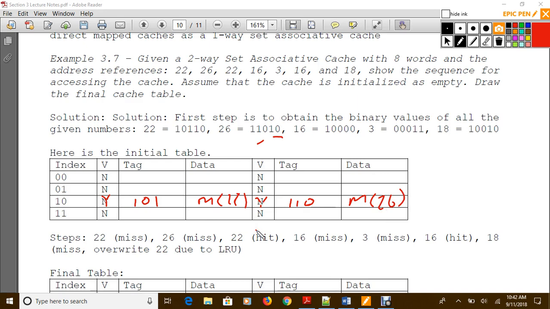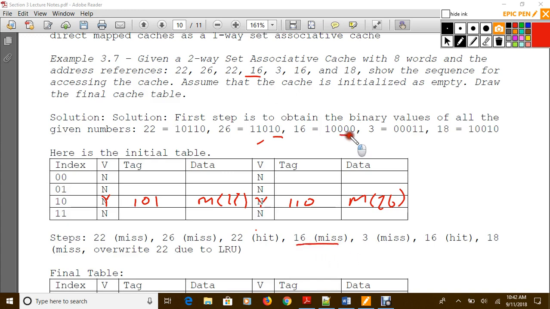So 22, 26, 22, and in this case 16 is the next one. But if we had 26 like the previous problem, that would also be a hit. By taking advantage of the principle of locality, what we'd hope is that 22 and 26 are what we're going to be using a lot. That's how you get a 95% hit rate, because we're initially filling the cache, and then we constantly use the ones that we have. So 16 is a miss in this case.